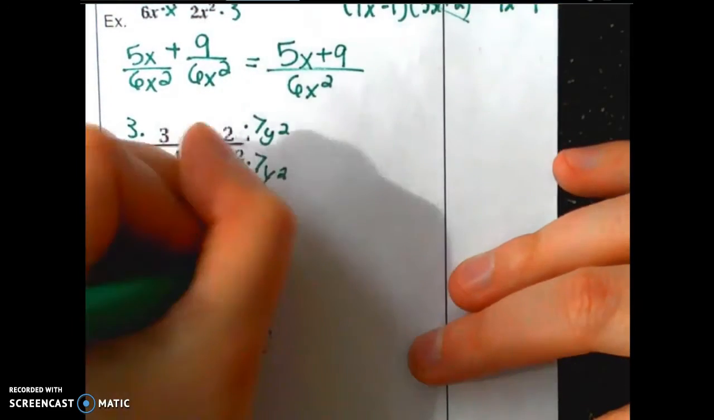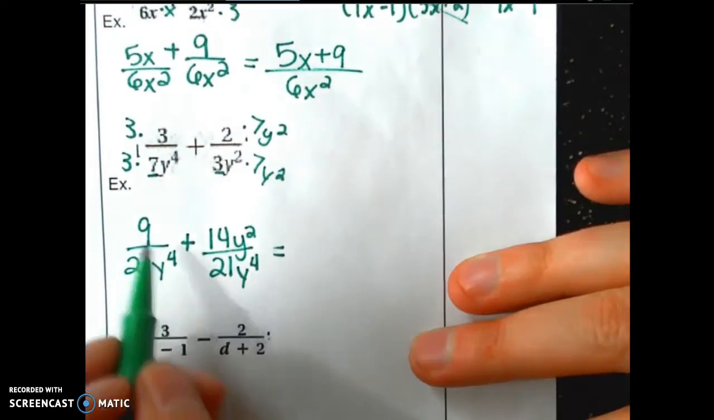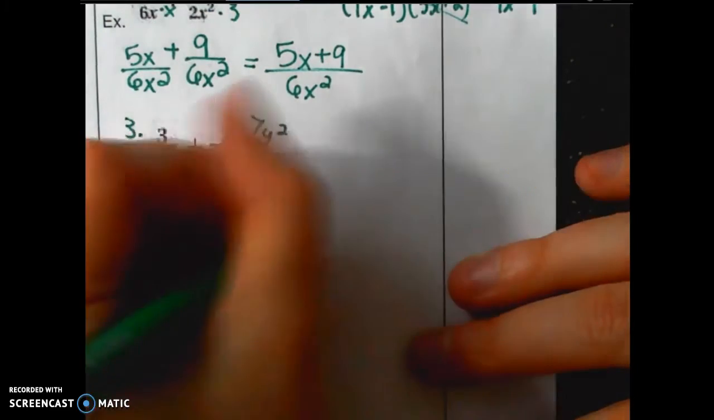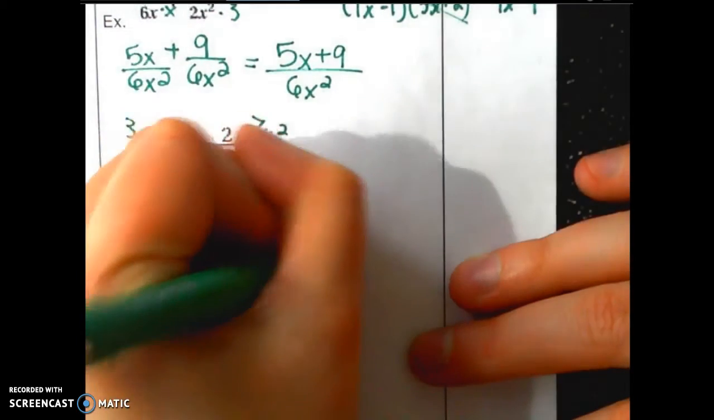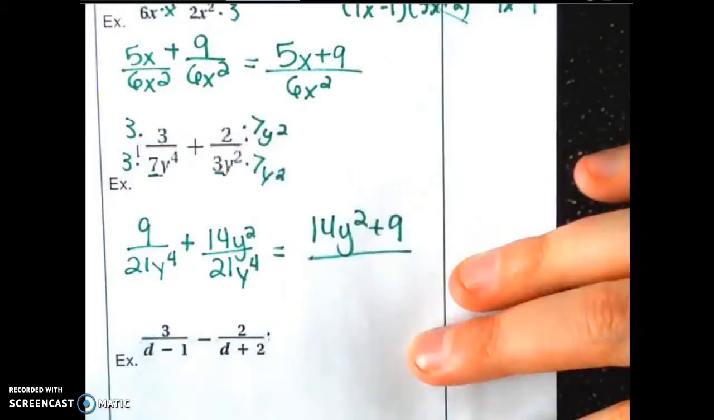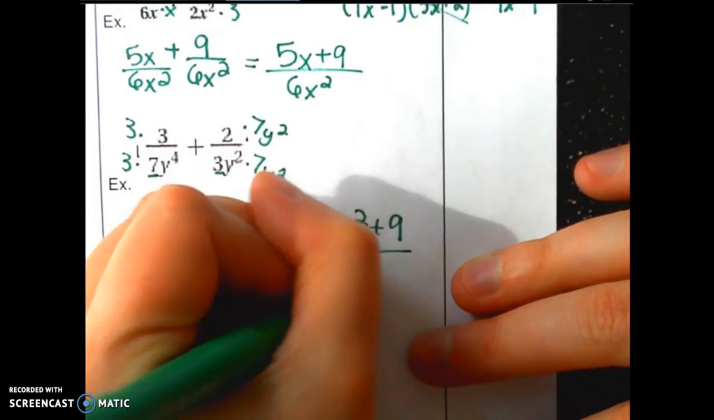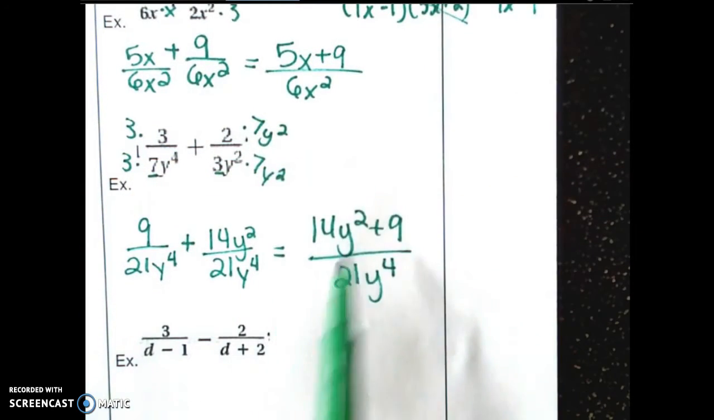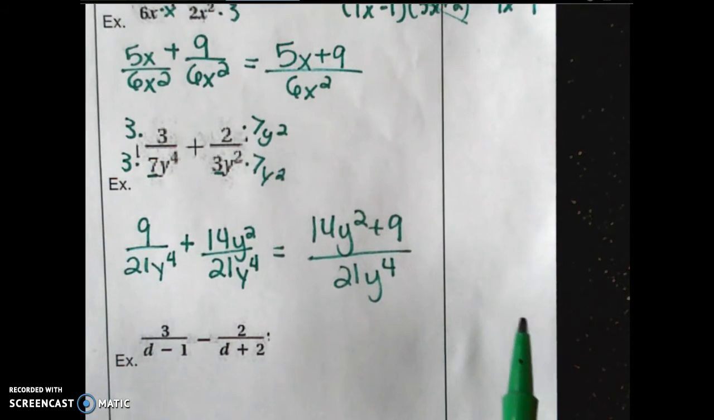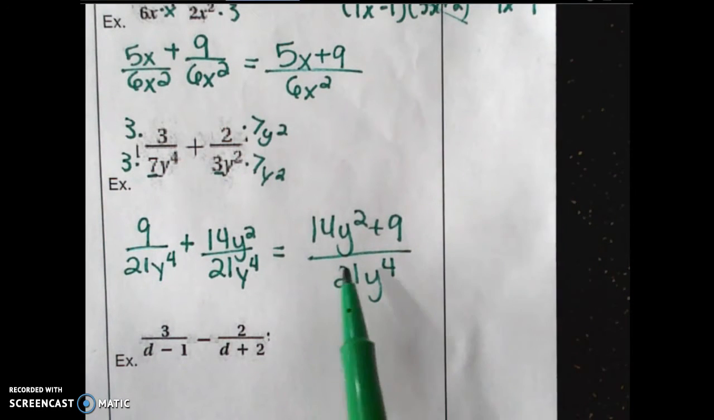Okay. Now we have common denominators, we can go ahead and add. So 9 plus 14y squared, those are not like terms, so I can just write 14y squared plus 9, or you can keep it the other way, over 21y to the 4th. Now looking at this for simplification, 14 and 9 don't share any common factors, and there's no variable. Same thing here. So I'm going to go ahead and say that's the simplest it can be.